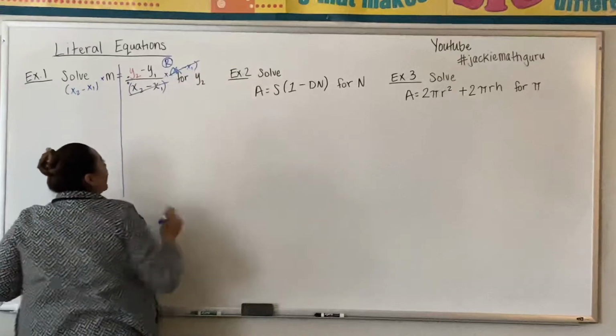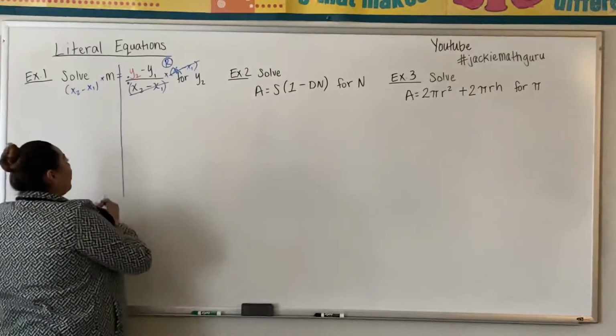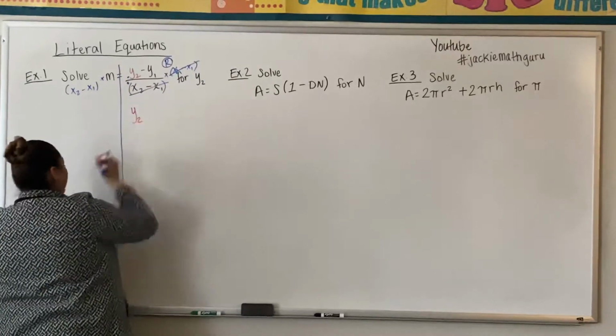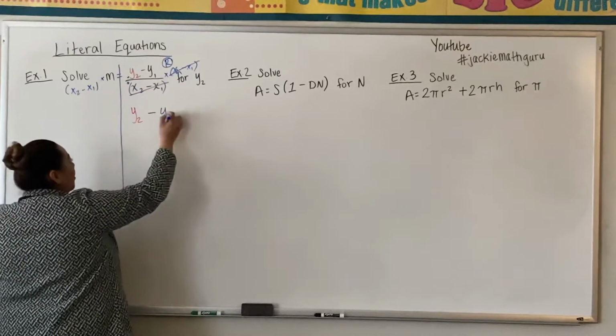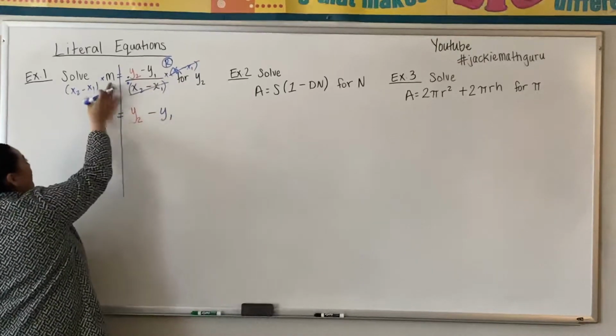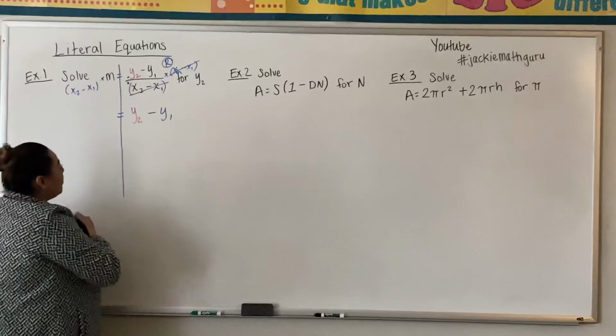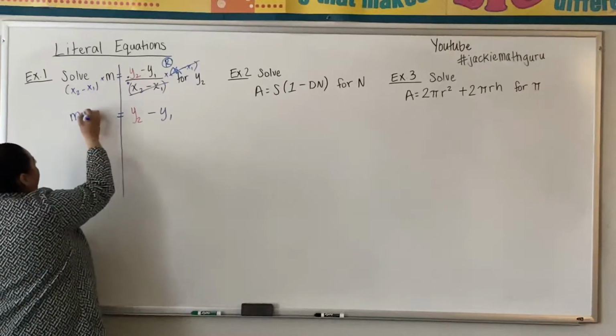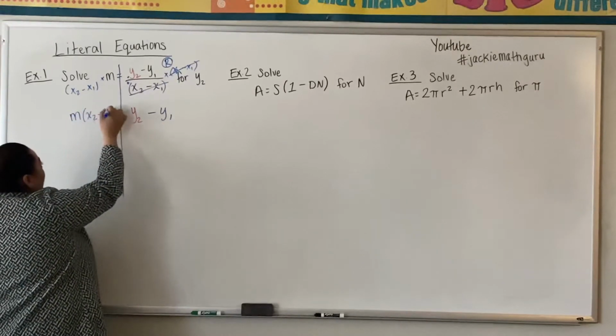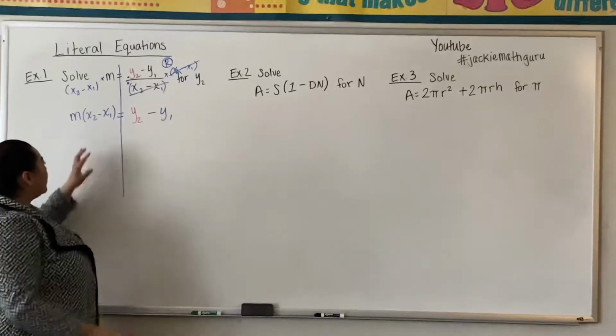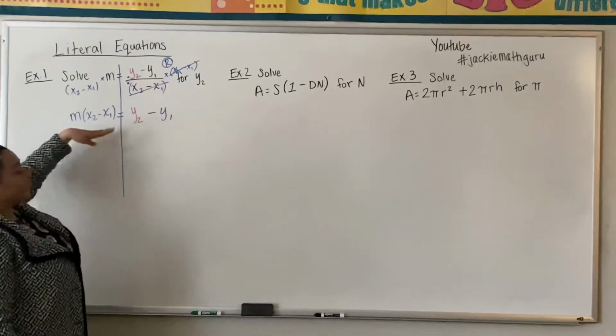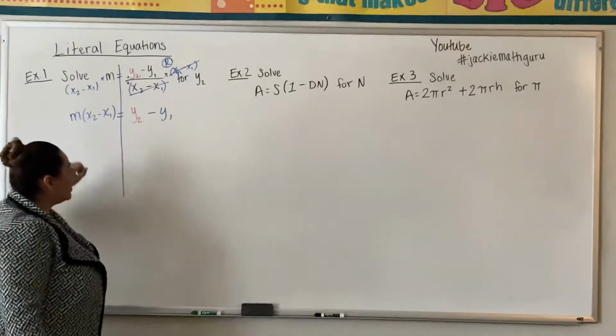These are going to cancel out, and you are left with y2 minus y1 is equal to these. Since it's multiplication, I'm just going to put them together. I'm going to say m times x2 minus x1. Or you can say x2 minus x1 in parentheses, and then the m after. It doesn't matter, it's still the same thing.